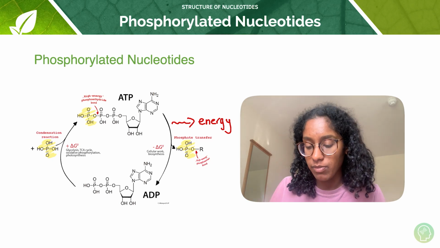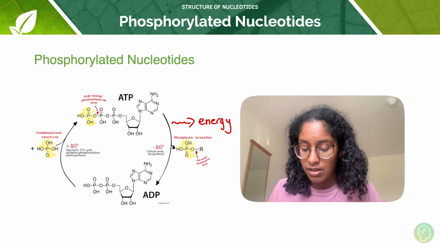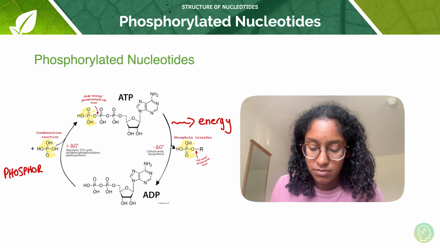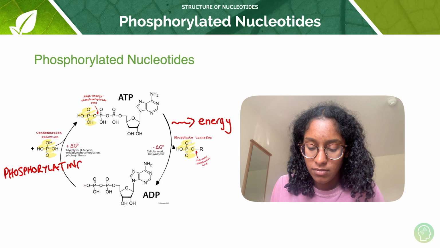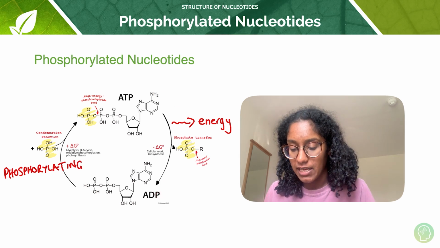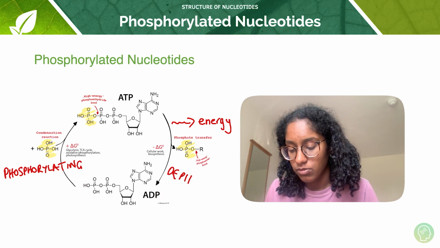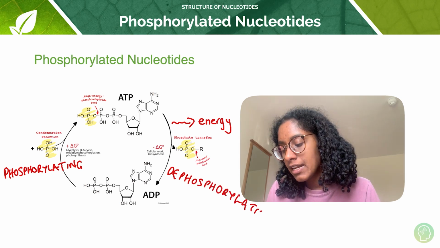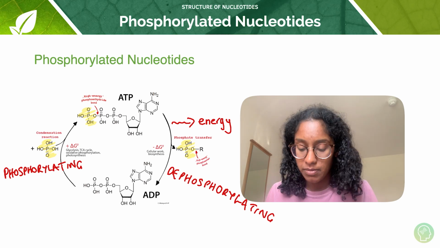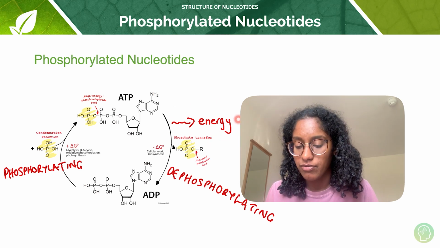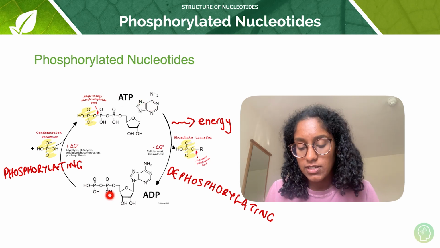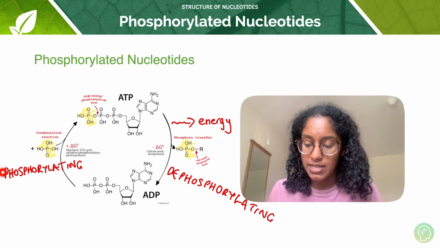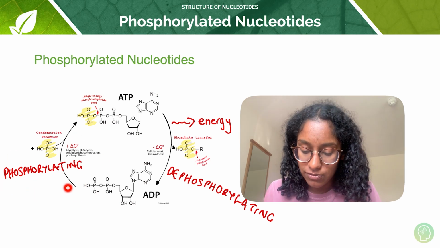Okay, so note that when we go from ADP to ATP, we're phosphorylating. And when we go from ATP to ADP, we are dephosphorylating. We're taking away a phosphate group. And it's this taking away of a phosphate group that provides energy from ATP. Whereas, as you can see, from ADP to ATP, we need a reaction, a catabolic process, in which energy is released to phosphorylate our ADP.